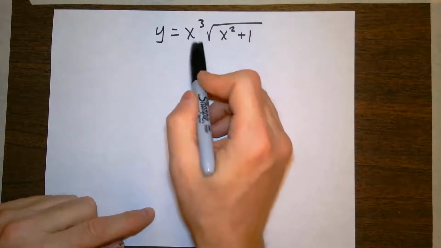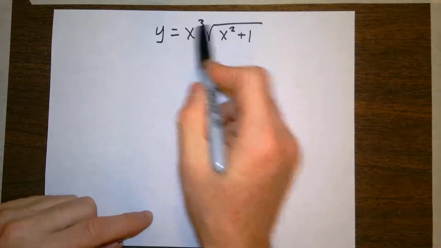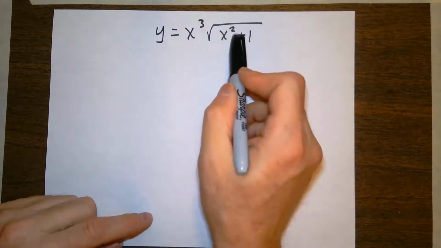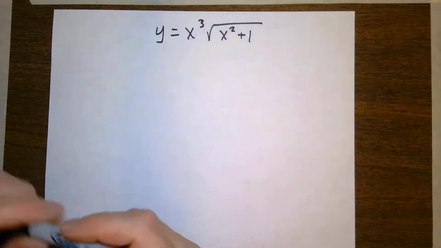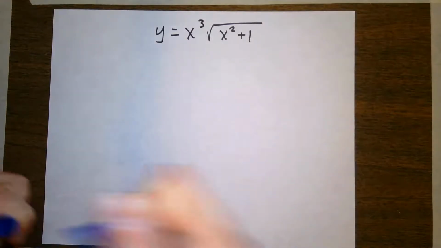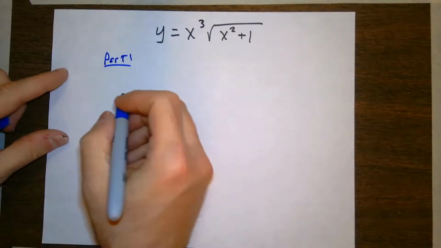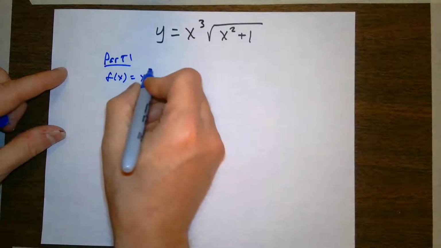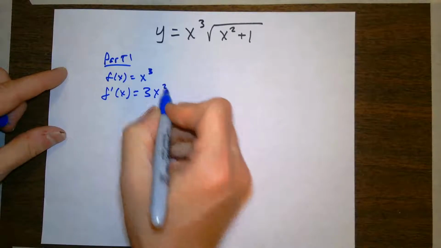So remember, first times the derivative of the second plus the second times the derivative of the first. And this one's easy to do the derivative of. This one, not so much. I'm going to have a chain rule inside here. I've got a chain rule inside of my product. All right, so let's break it down into the different parts that are going on here. In part 1 of this, my f of x is x cubed, and the derivative of f of x is 3x squared.